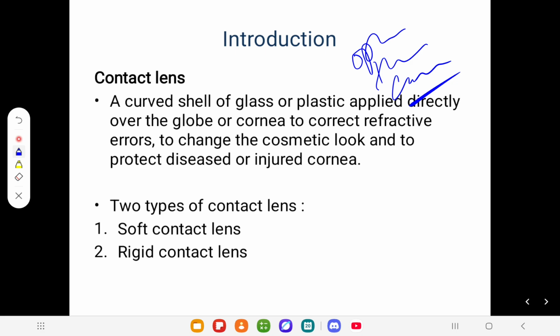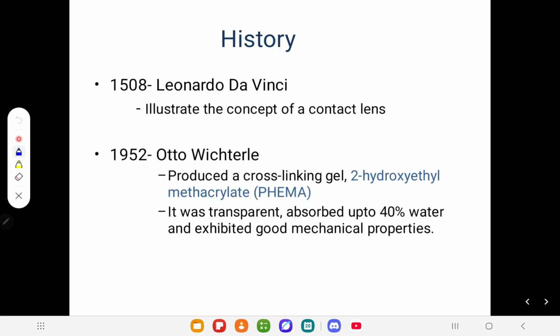We know there are two types of contact lens materials: soft contact lens and rigid contact lens. Rigid means rigid gas permeable, and rigid contact lens also includes PMMA, which is not gas permeable. So we are going to talk about soft contact lens. First, history, just one slide.